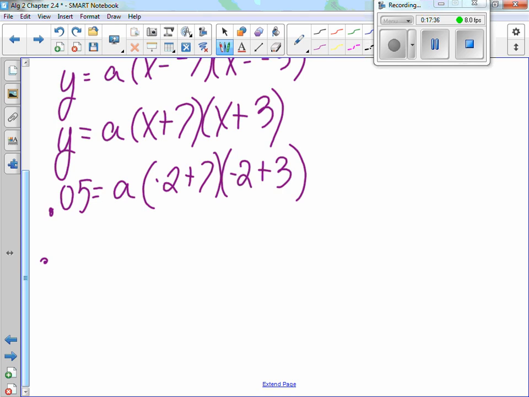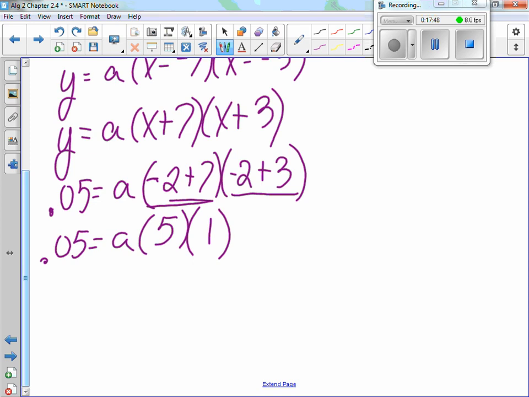Now we can simplify this. So 0.5 equals A. Well, -2 plus 7 is 5, and -2 plus 3 is 1, so we have 5 times 1. Well, I can do 5 times 1 times A, yes? It'll just be, because 5 times 1 is 5, times A gives us 5A.